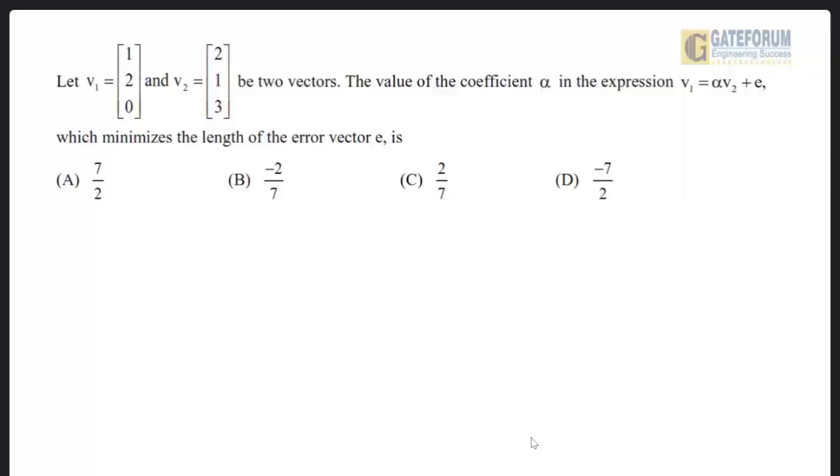The question is, let V1 equal the column matrix 1, 2, 0 and V2 equal the column matrix 2, 1, 3, be two vectors. The value of the coefficient alpha in the expression V1 equals alpha V2 plus E, which minimizes the length of the error vector E is. ABCD options given.